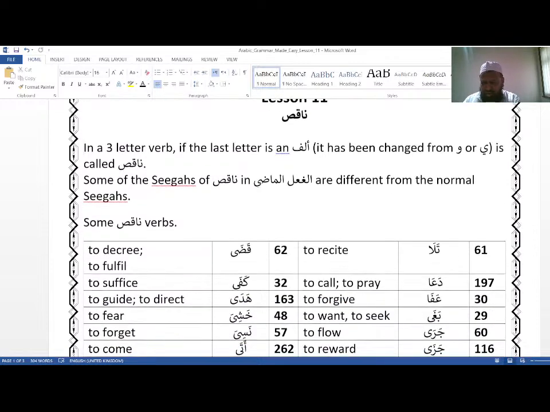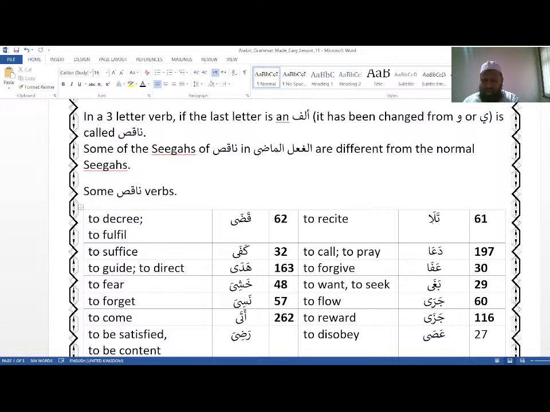Okay, so if you see the difference, first one, tala, to recite, da'a, to call or to pray, afa, to forgive, bagha, to want or to seek, jara, to flow, jaza, to reward, asa, to disobey. See the writing: tala, da'a, afa. And look at the next ones, bagha, jara.